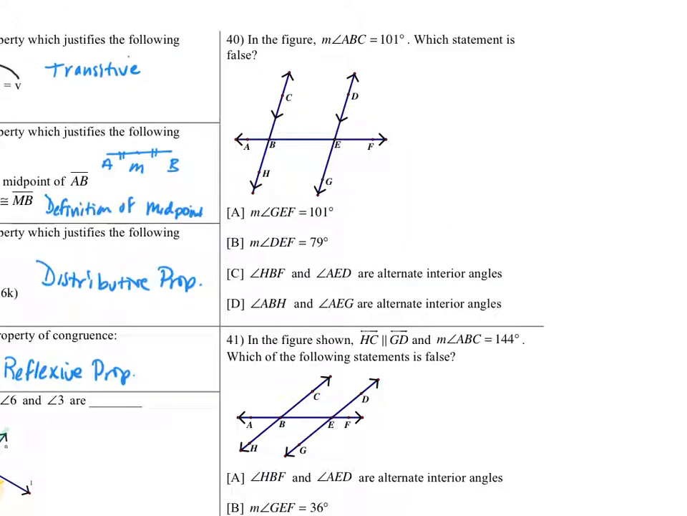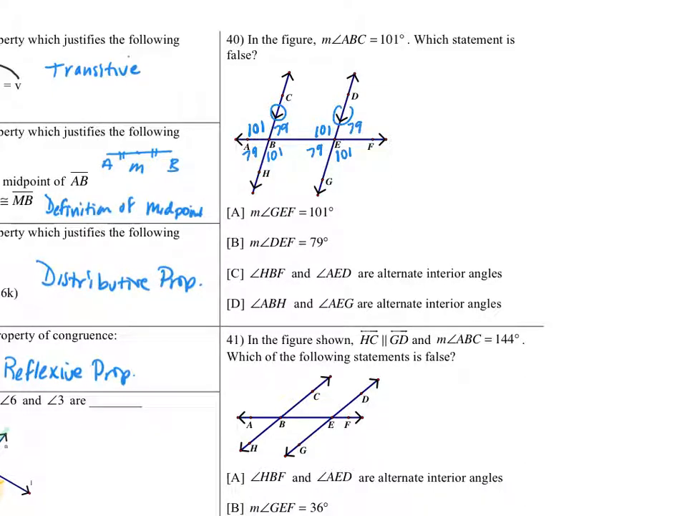All right, number 40, it says in the figure the measure of angle ABC is 101. And we have to determine which of these statements is false. So we do have parallel lines as indicated by those arrows. So we would have corresponding angles that are congruent. We know that vertical angles are congruent. And we also know that adjacent angles would be supplementary, so we can figure out that this angle, angle CBE, would be 79, and so forth.